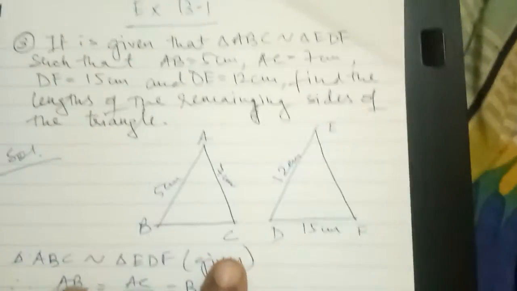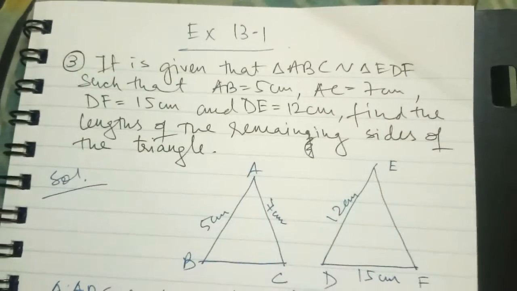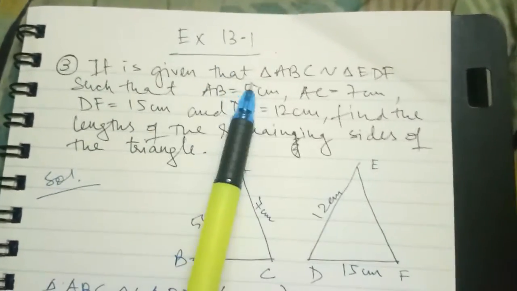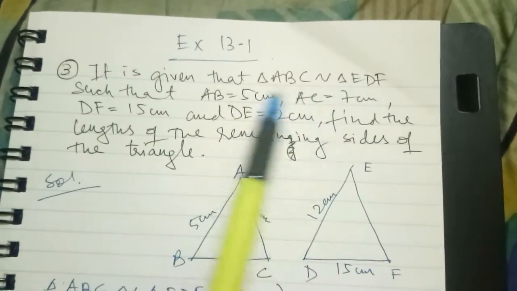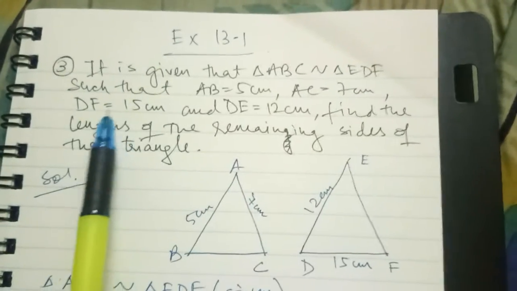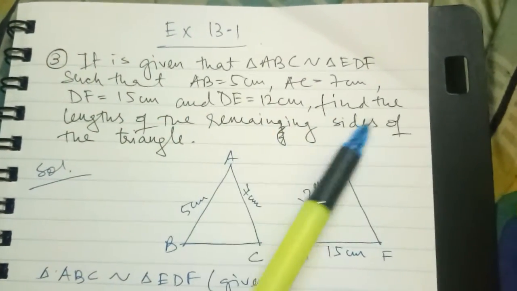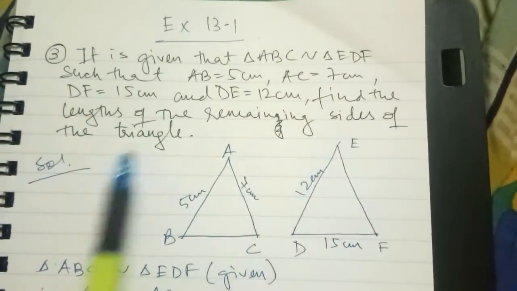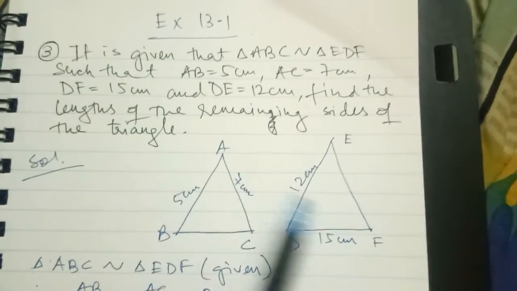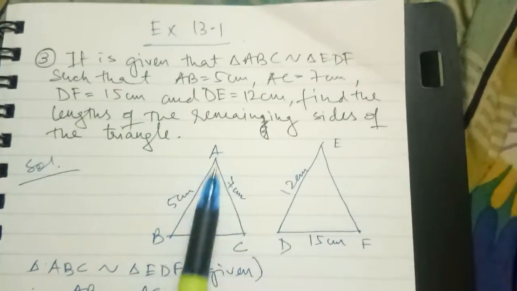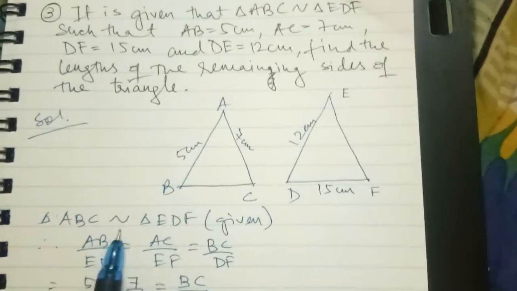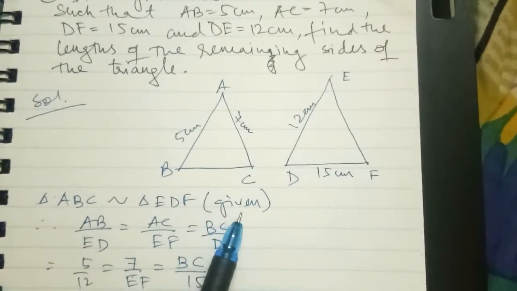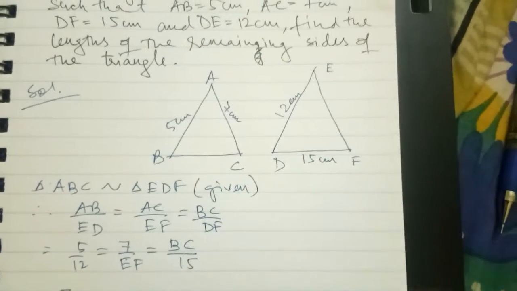Now I have started with one question from the exercise, question number 3. It is given that triangle ABC is similar to triangle EDF, with the values of AB and others given. I am not reading them. Find the length of the remaining side of the triangle. First you have to draw the triangle. Whatever values are given, just substitute the values. Now see, ABC is similar to triangle EDF is given. Then from here I can write that these are proportional sides.